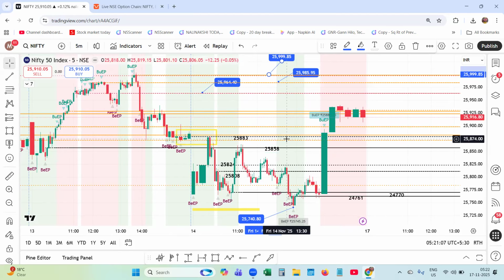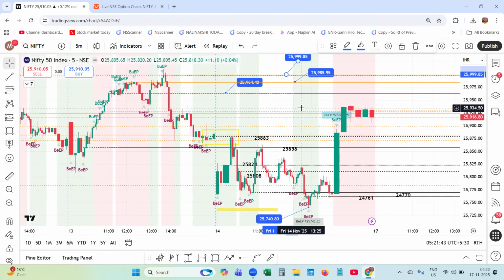Here, call writer plus put writer. Put writer and call writer both have been trapped here. And then the put writer dominated to get past this level, and it has come into the seller's zone. When the buy EP has been plotted, that is the call writer seller's zone, writer's zone, the market has come down.